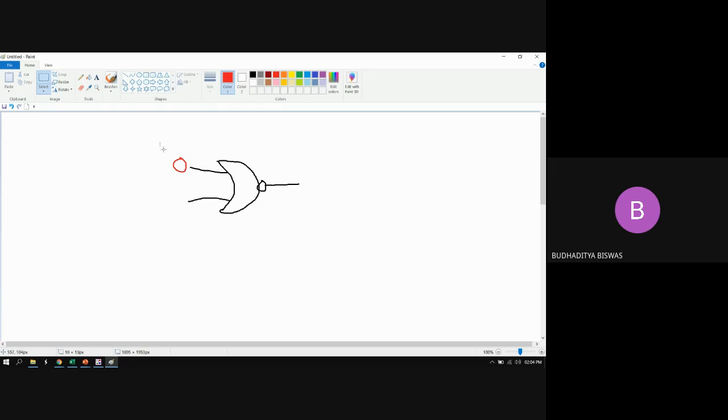Okay, now tell me this answer. If one of the input is 1, then what about the output? So output is low. Very good. So if one of the input is 1, then we don't need to look at the second input. Whatever be the second input, the output is always 0. Everybody got this one? This is the property, very basic property of the NOR gate.